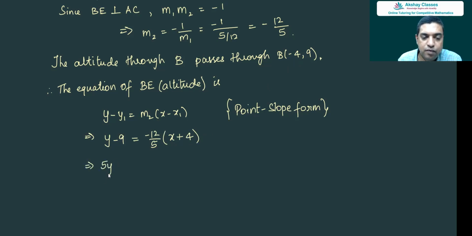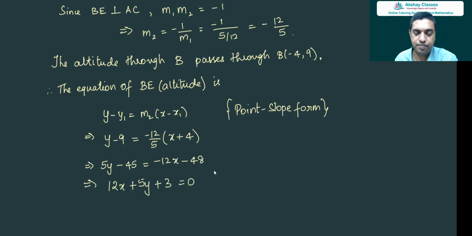So 5y minus 45 equals minus 12x minus 48. So bringing all to the left hand side, 12x plus 5y plus 3 equal to 0. So this is the equation of the altitude.